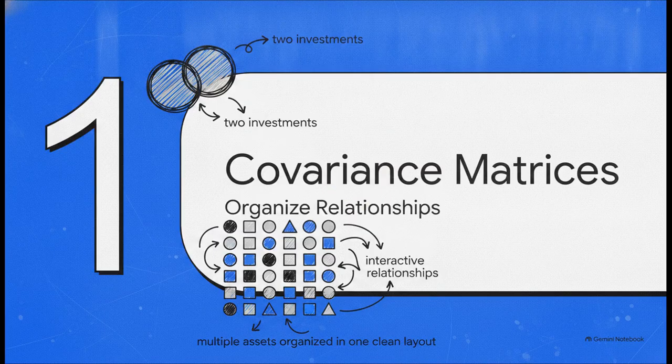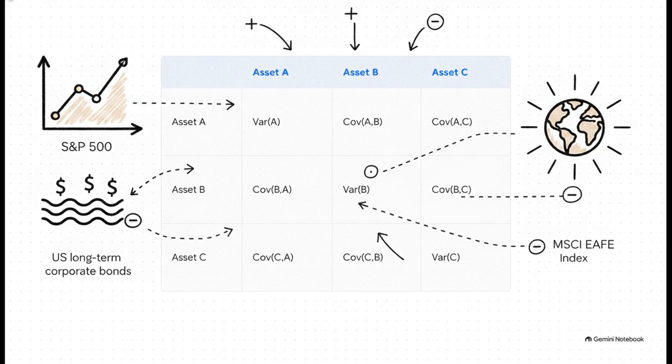All right, moving into section 1, covariance matrices, in organizing the relationships. Now, reading a covariance matrix sounds intimidating, but it's really just a handy tool for mapping out interactions across multiple assets. Picture this. You've got 3 asset classes in your portfolio. Let's say the S&P 500, U.S. long-term corporate bonds, and the MSCI EAFE index. With 3 asset classes, you would create a 3x3 matrix, which gives you 9 little cells.